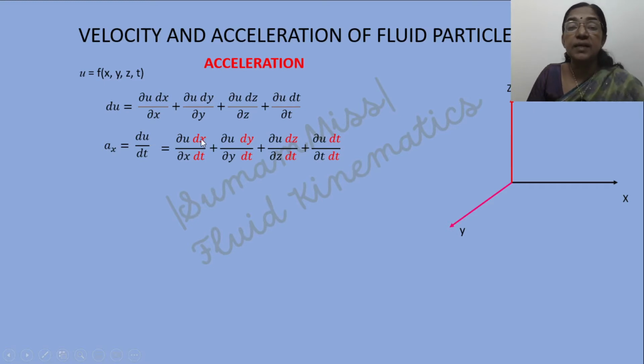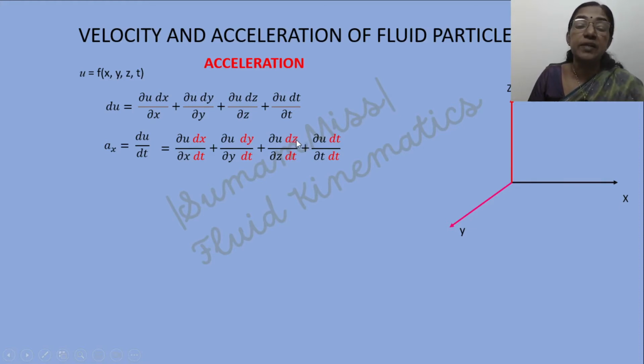So what is dx by dt? It is the velocity component in x direction, and dy by dt is the velocity component in y direction, and dz by dt is the velocity component in z direction. So correspondingly dx by dt is equal to u, and dy by dt is equal to v, and dz by dt is equal to w.